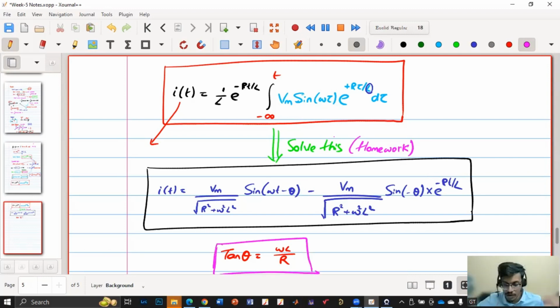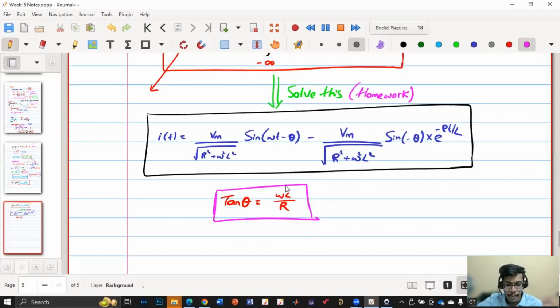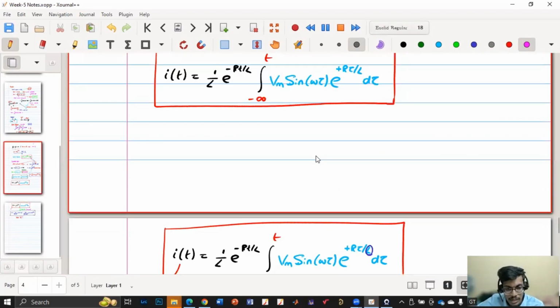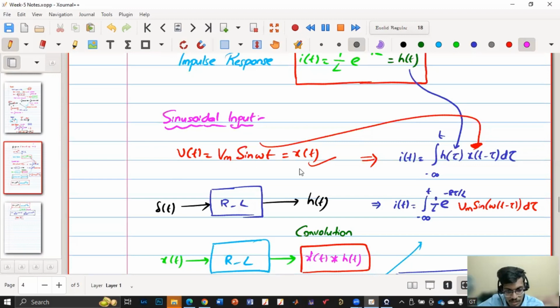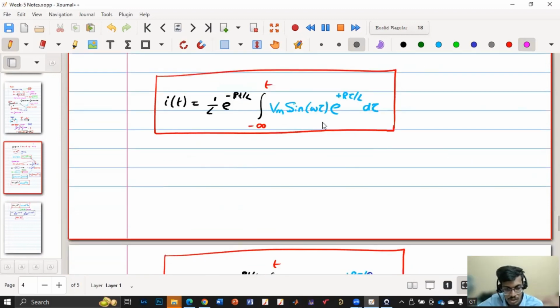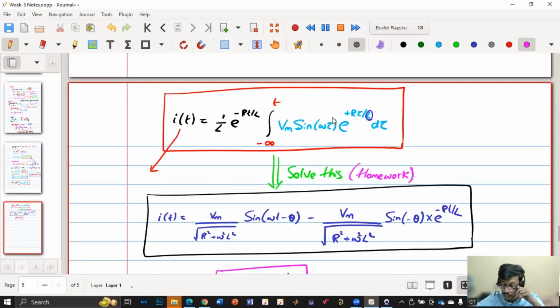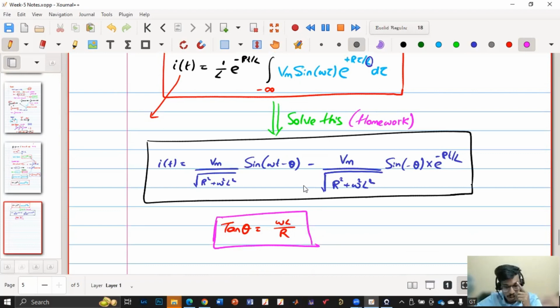Now, what we have done, we have used the convolution theorem to solve this type of problem. Without solving the differential equation with this input, I have used only the convolution theorem. Then I got a definite integral, which needs to be solved by integration by parts. Assume you have done that, you will end up with this expression.